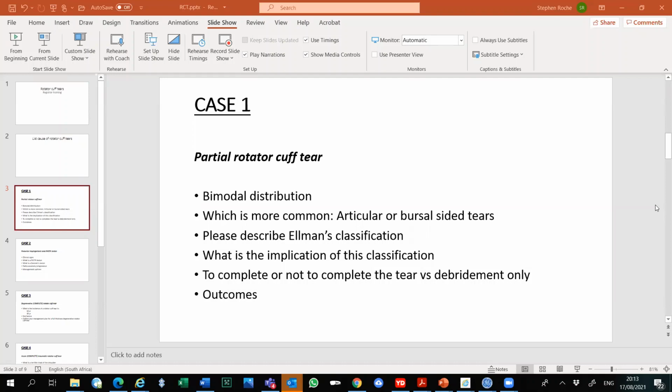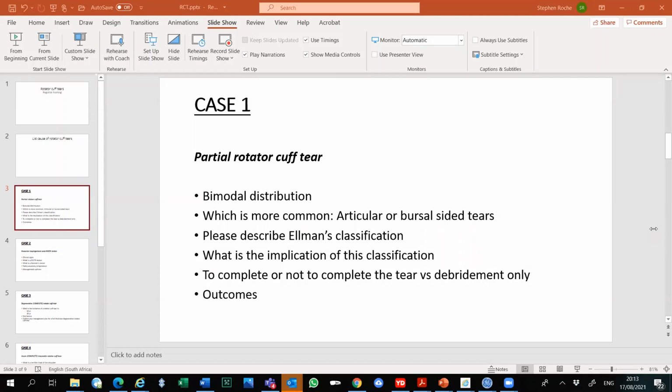Okay, good. So anything more about the classification? I'm not so sure, Prof, but I think all it does is tell you how much thickness, and if it's more than 50, then you err towards surgical management. That's what we were looking for.